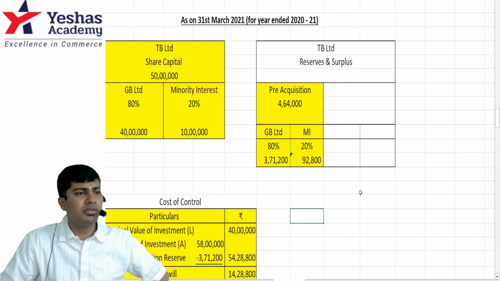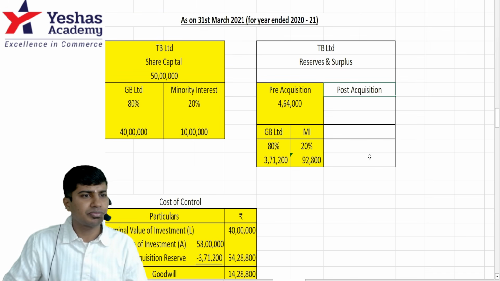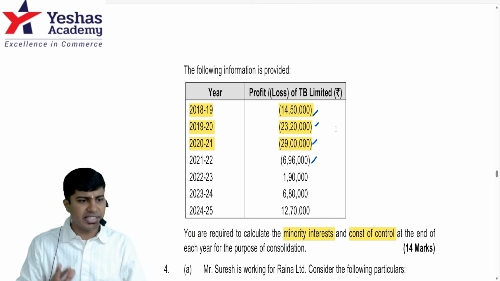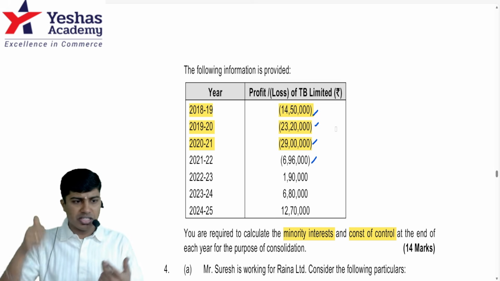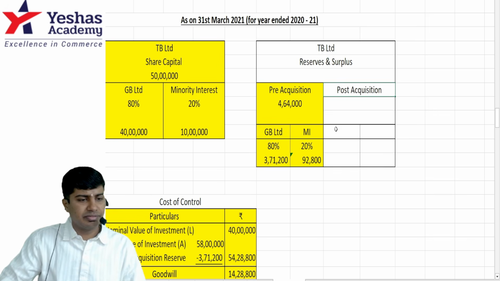Now we'll do something new. Post-acquisition reserve. How much? Post-acquisition reserve is not minus 29 lakh. It is year 1 after acquisition loss. Minus 14 lakh 50, minus 23 lakh 20, minus 29 lakh.